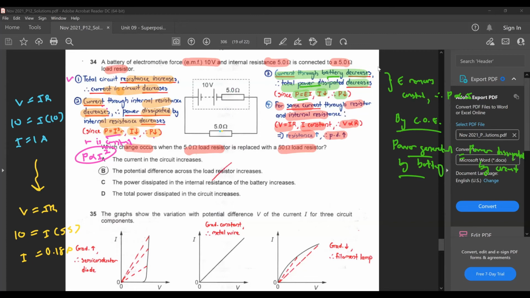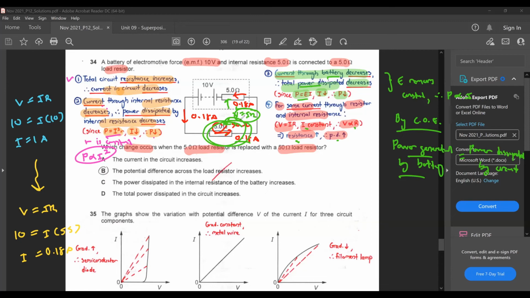Let's just say in my case, I told you that my new current is now 0.18 amps. It will be 0.18 amps through the 50 ohms. It will also be 0.18 amps through the 5 ohms. Now, if I apply V equals IR for this and this, they have the same current flowing. So I is constant, V is proportional to R. But because the resistance of the 50 ohm is larger, it takes a larger PD.